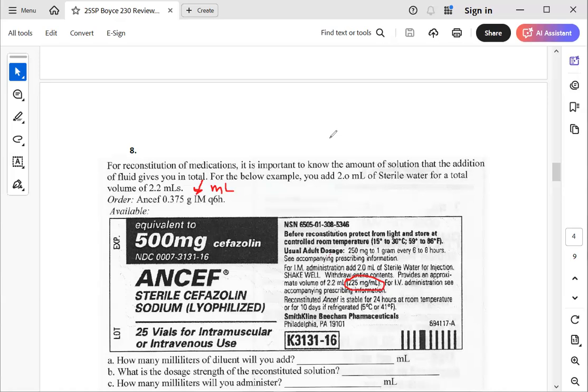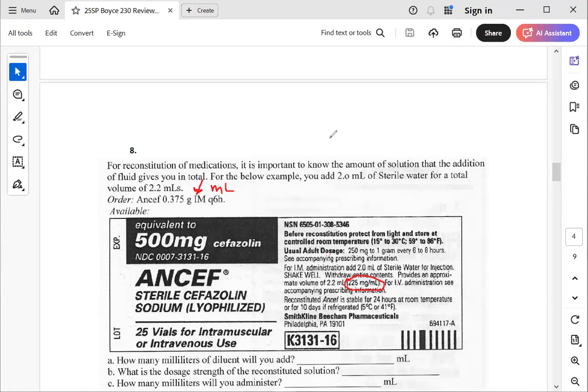So that's how you know, sometimes just by paying attention. If it's IM, SC, IV, those are all liquid-based meds that need to be calculated to the milliliter. If you have something that is an oral-based medication, it could be a tablet, a capsule, but it could also be milliliters.